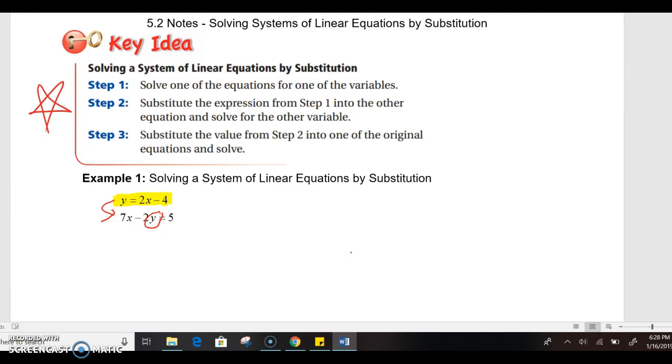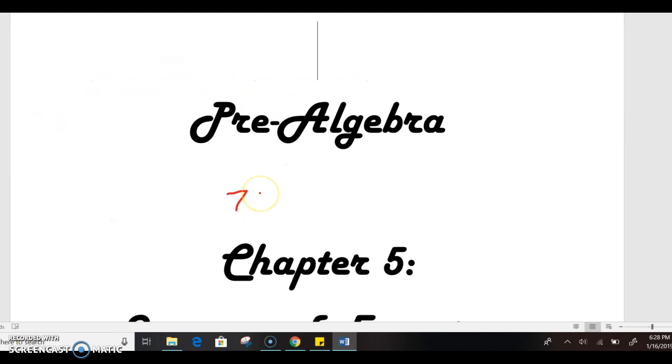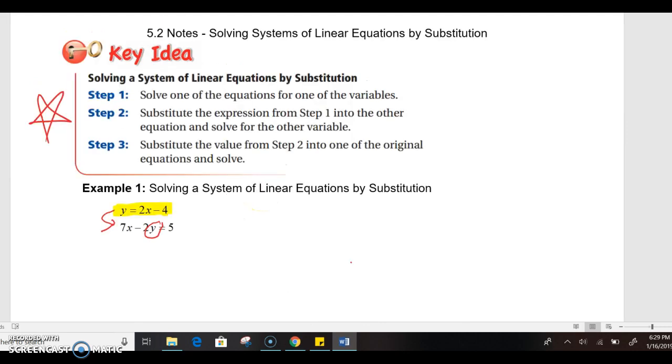So the first step is to copy that second equation. First step is to copy the equation and substitute 2x minus 4 in place of y. So you're just copying that equation right here, but notice I substituted 2x minus 4 in place of y. Okay, now you see that I only have one variable in this equation, so I'm just going to solve it like I normally would.